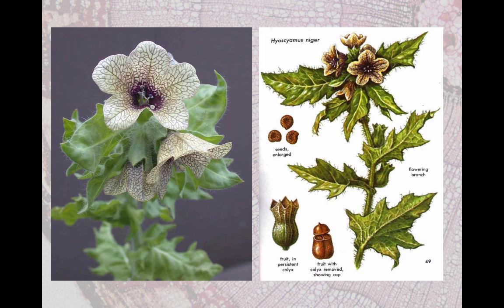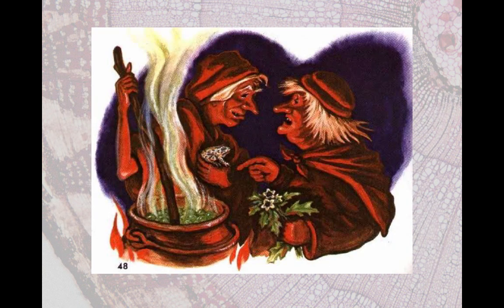This is one of my favorites. It's a beautiful little plant. It has the most adorable capsule, and its name is henbane. And some of you may say, hey, that sounds very Shakespearean. Double, double, toil and trouble. Here's these witches making a witch's brew, and there's some henbane.